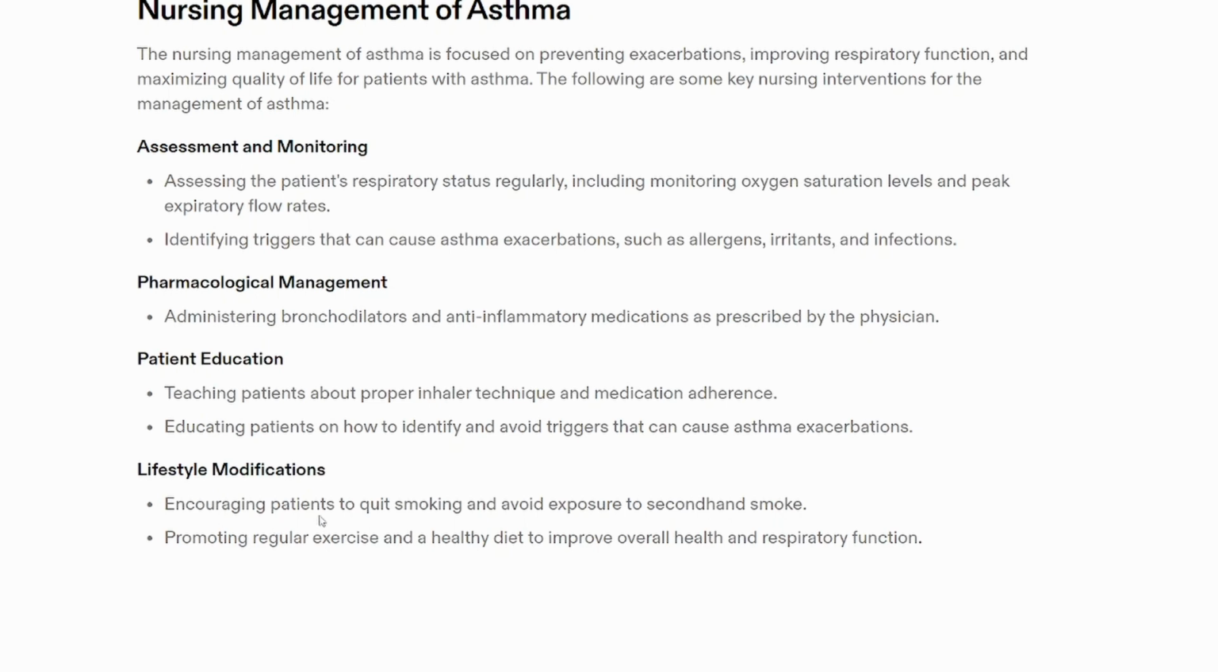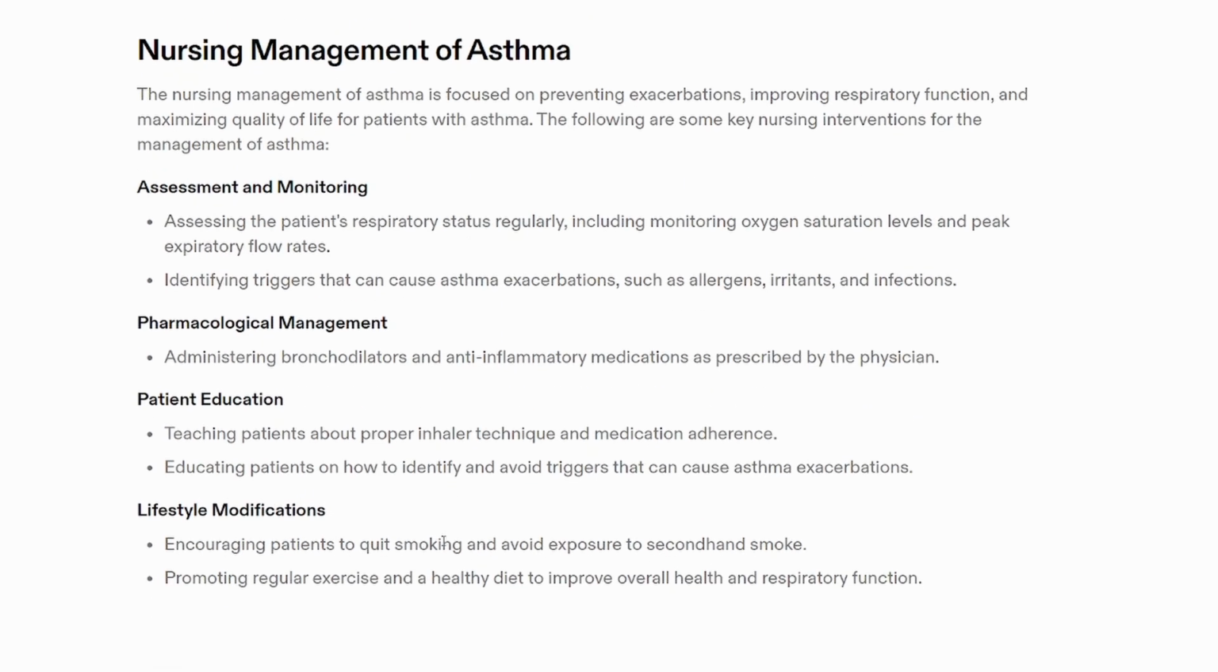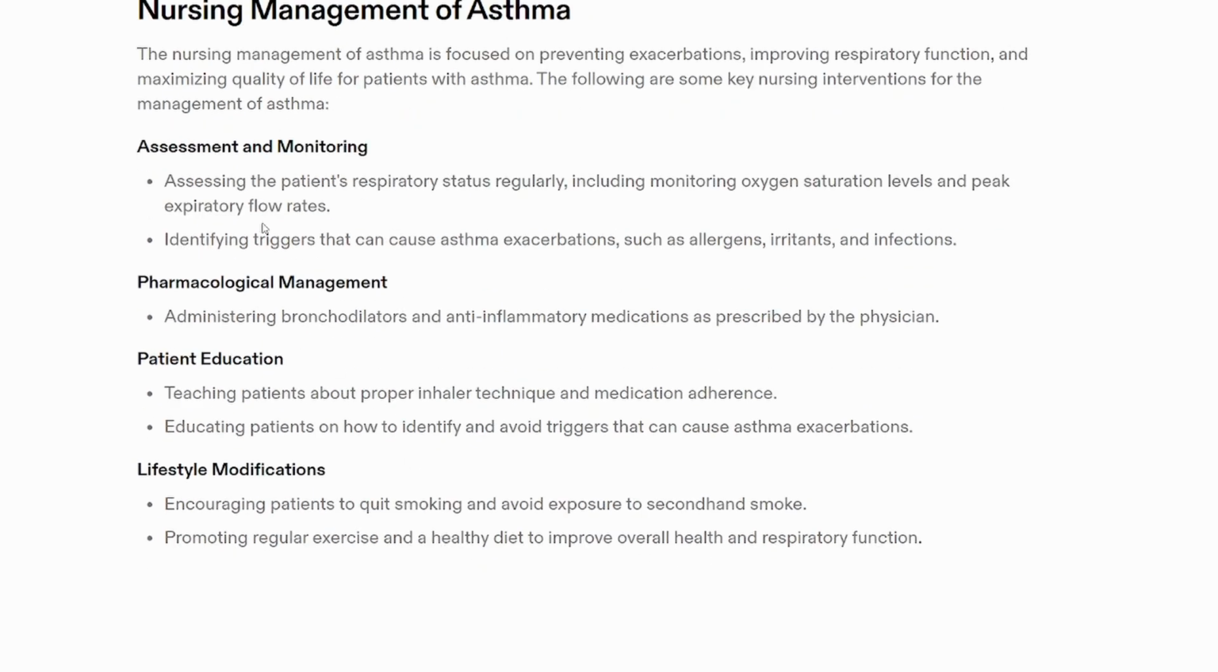Final one, lifestyle modifications. Here we need to encourage and educate the patients to quit smoking and avoid exposure to second-hand smoke. Help them to promote regular exercise and a healthy diet in order to improve the health and the respiratory function. So these are all the measures to identify and reduce the asthmatic attack.